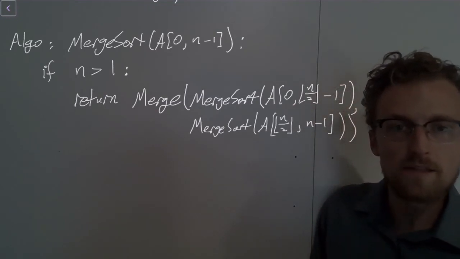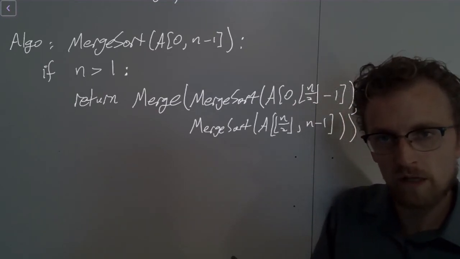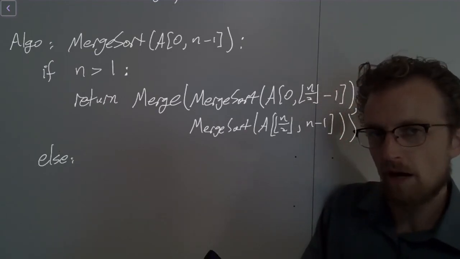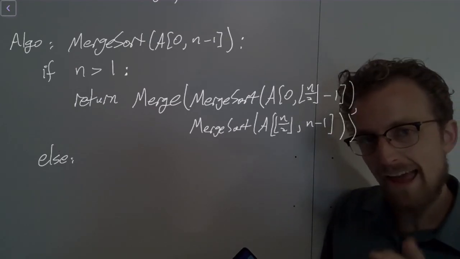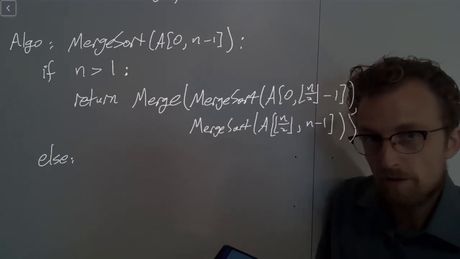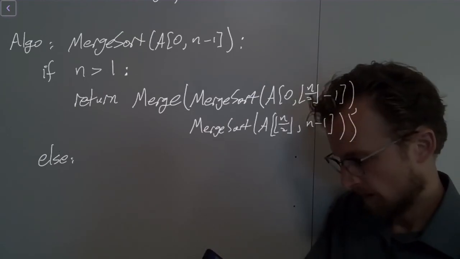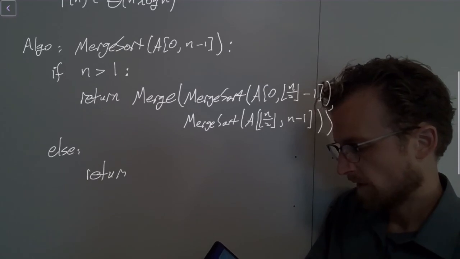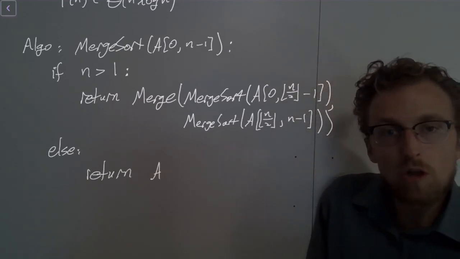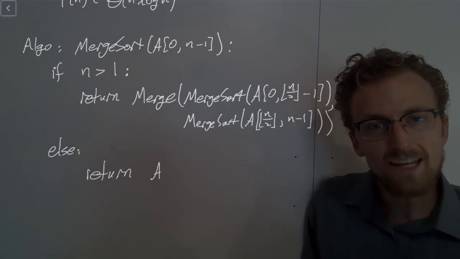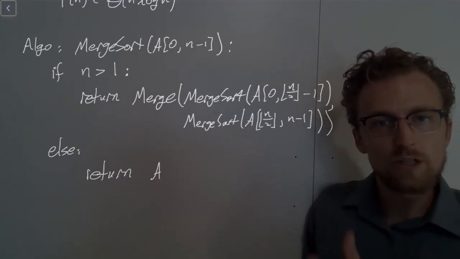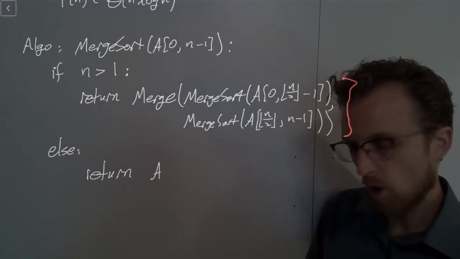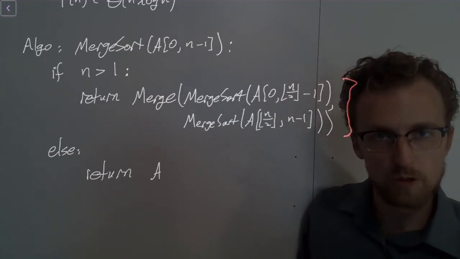So that's if the array is not a trivial array, right? If it has more than one element, this is what we do. Otherwise, what do we do? We just return A, right? If there's only one element in A, it is sorted trivially, and so we just pass it back up. So else we return A. Okay, so what's the goal of merge sort? The goal of merge sort is to take an unsorted array and then return a sorted array.